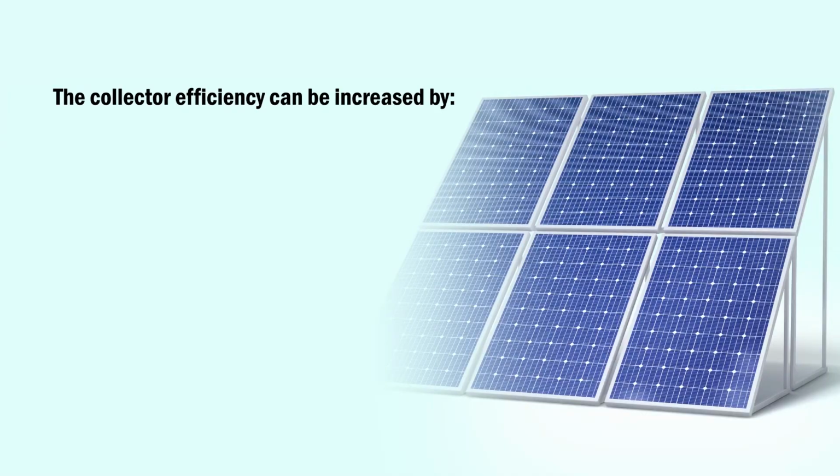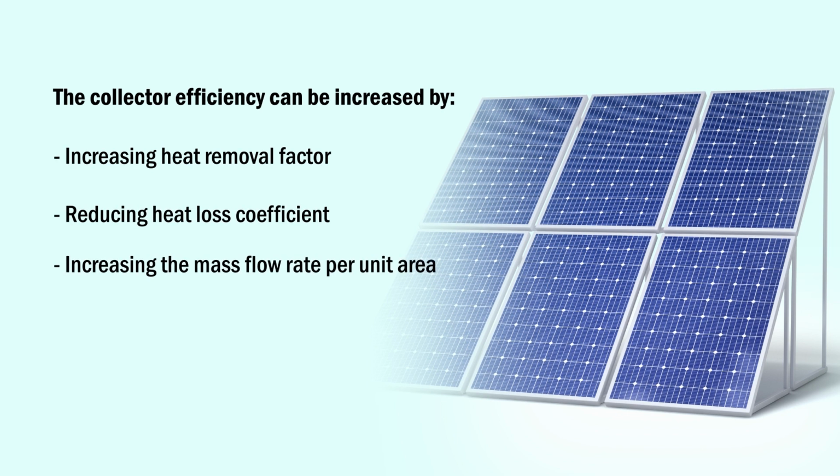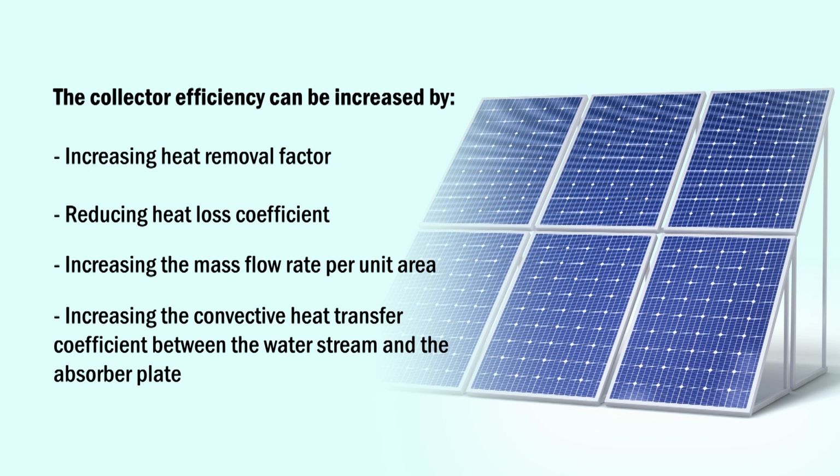So, you may now see the way to increase the efficiency of the solar water heater. The collector efficiency can be increased in the following ways. Number one is by increasing the heat removal factor, or by reducing the heat loss coefficient, or by increasing the mass flow rate per unit area. Efficiency can also be increased by increasing the convective heat transfer coefficient between the water stream and the absorber plate.